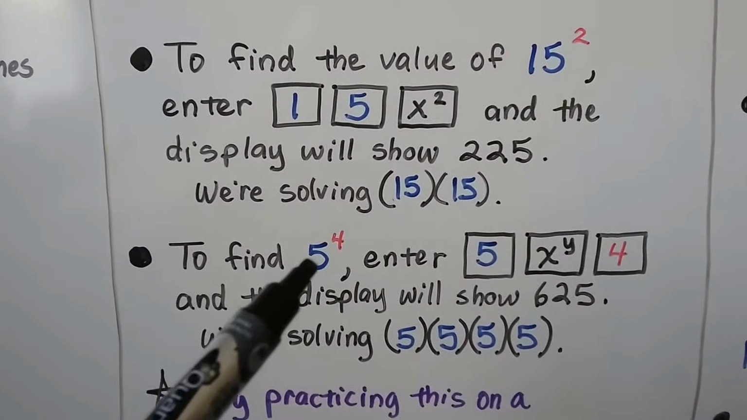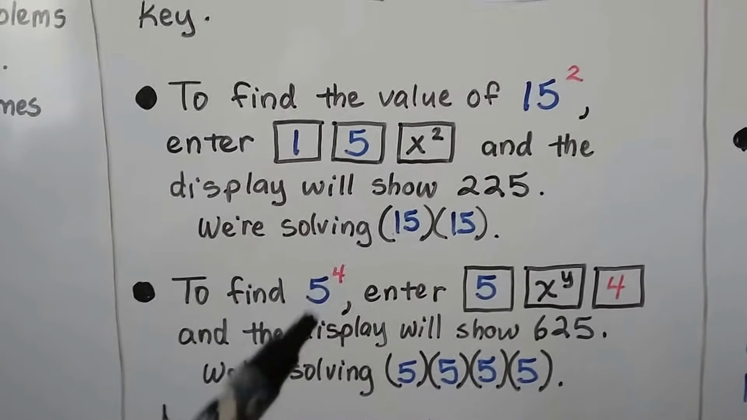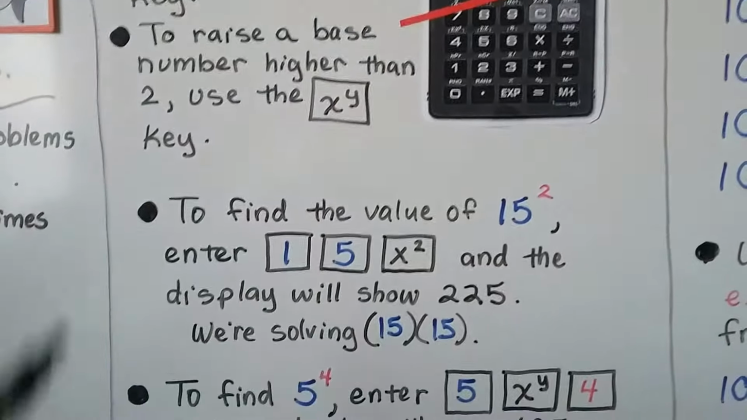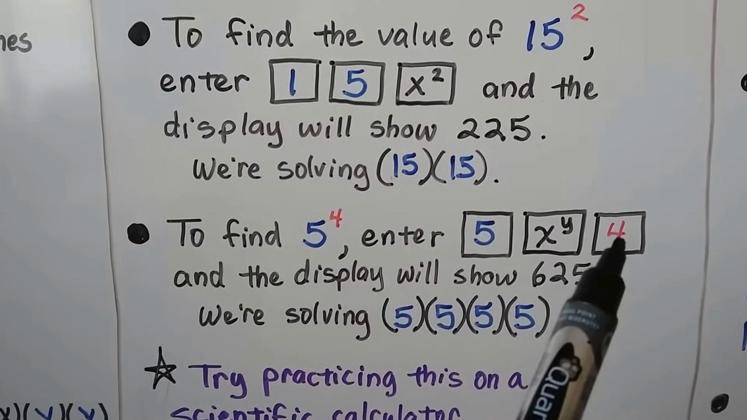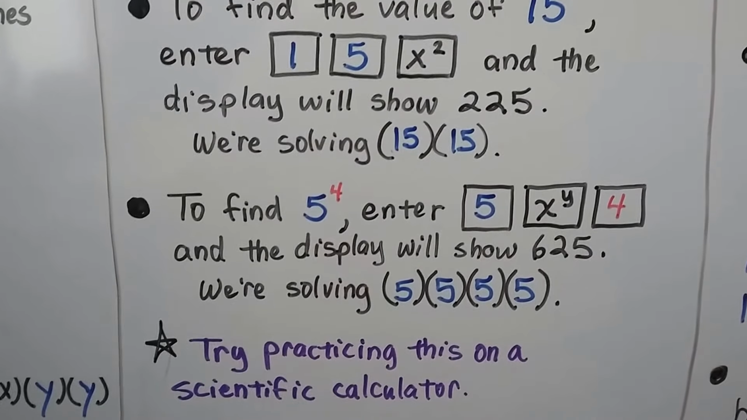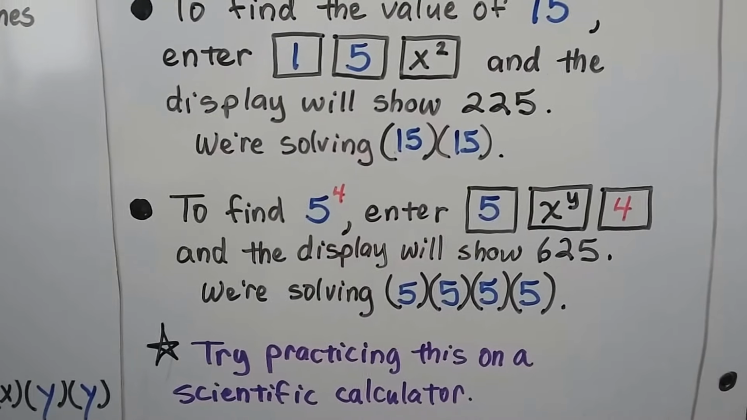If we want to find 5 to the 4th power, because this 4 is bigger than the 2, we don't use that x squared key. We use this x to the y key right here. We enter 5, the x to the y key, and then 4 for the exponent. And the display is going to show us 625. We're solving 5 times 5 times 5 times 5.